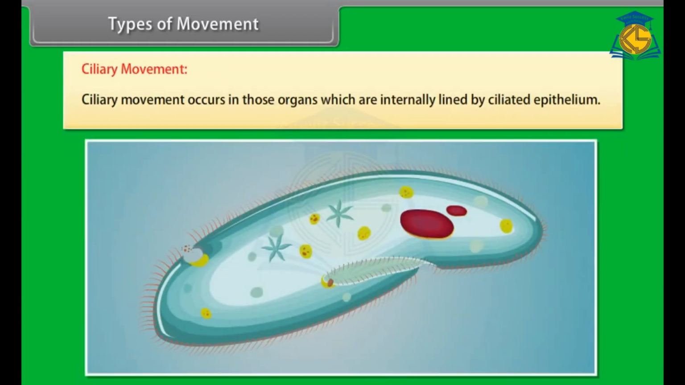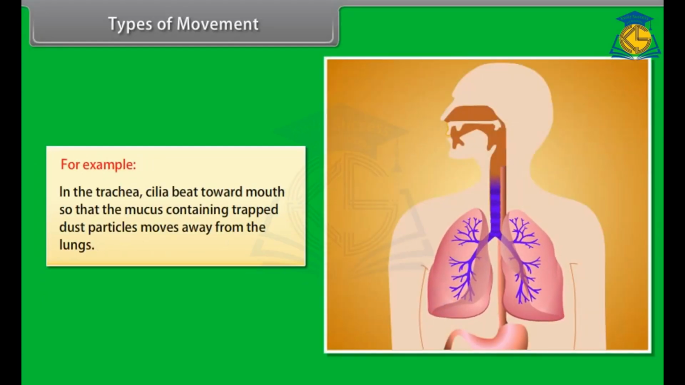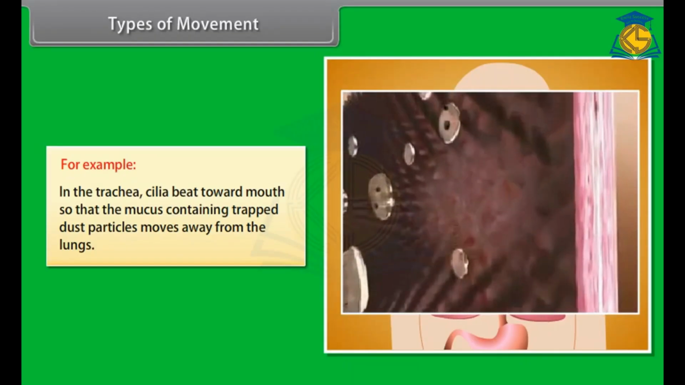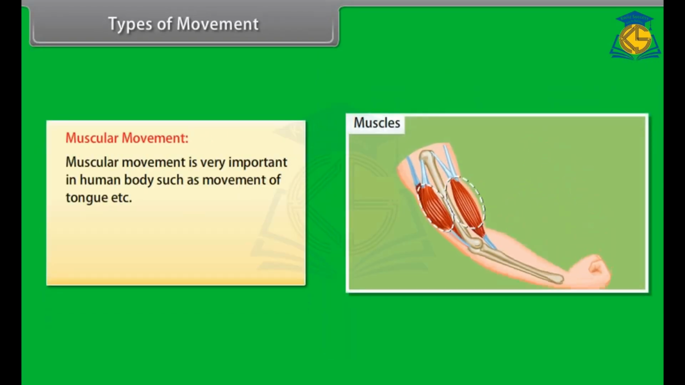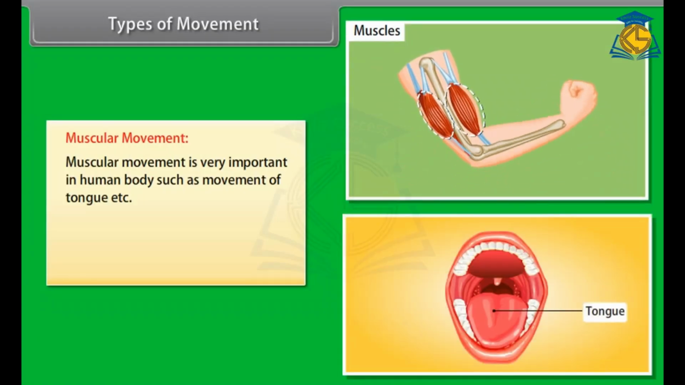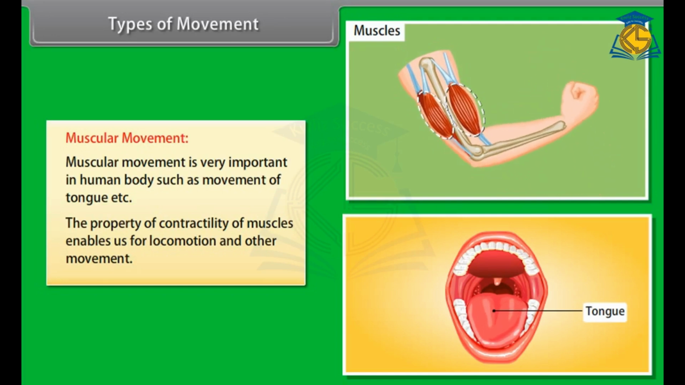cell. Ciliary movement. Ciliary movement occurs in those organs which are internally lined by ciliated epithelium. For example, in the trachea, cilia beat towards the mouth so that the mucus containing trapped dust particles moves away from the lungs. Muscular movement. Muscular movement is very important in the human body, such as movement of the tongue, etc. The property of contractility of muscles enables us for locomotion and other movement.